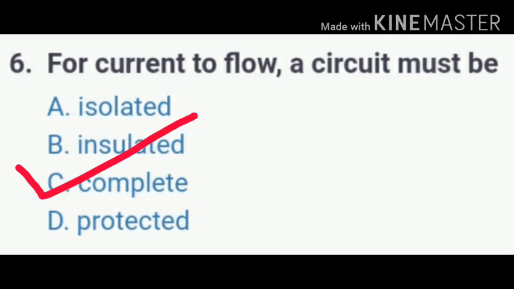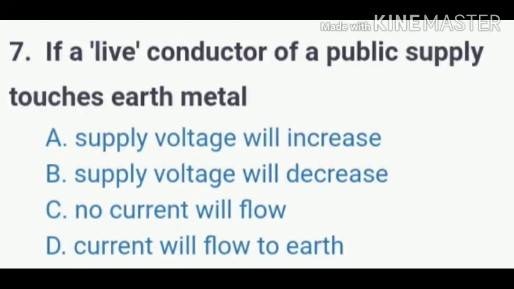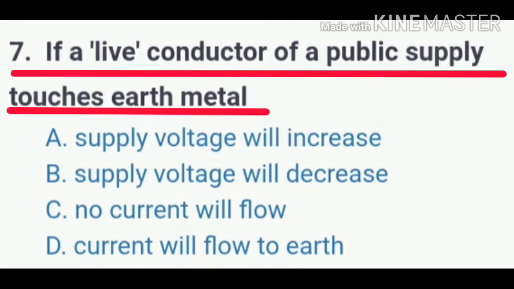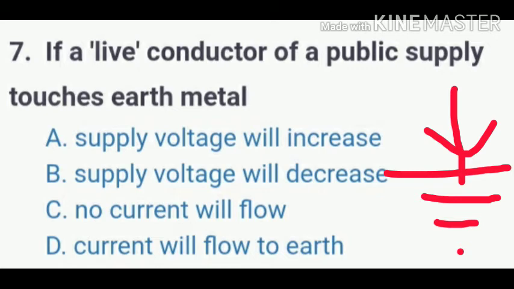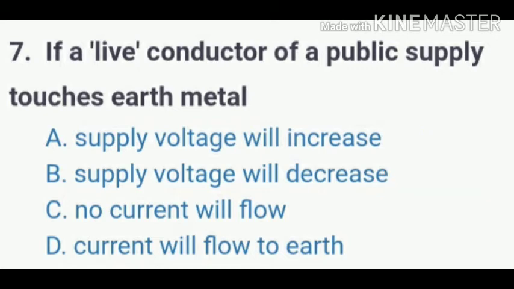Option C. So we get the next question from this series: if a live conductor of the public supply touches earthed metal. We know that earthing is for the purpose of protection, but when the live conductor touches the earth, current will flow to the earth. So we get from this figure that the current will flow from phase to earth, so there will be a flow of current. So here the answer is D, current will flow through the earth.